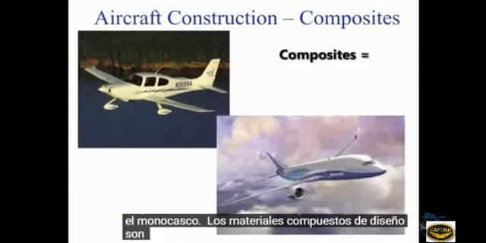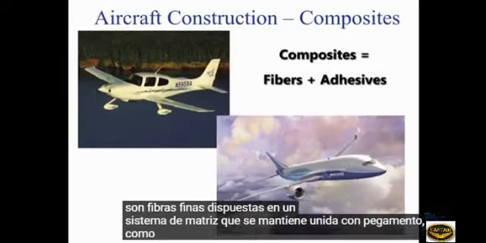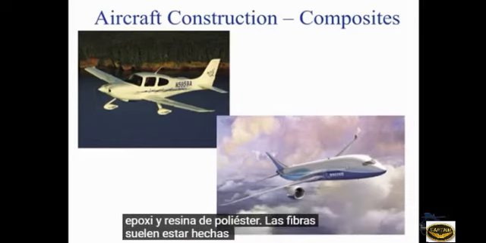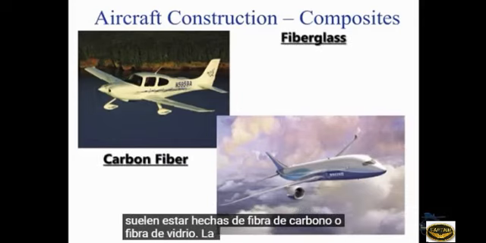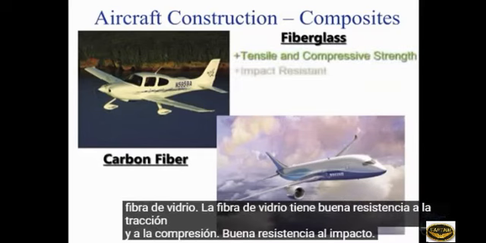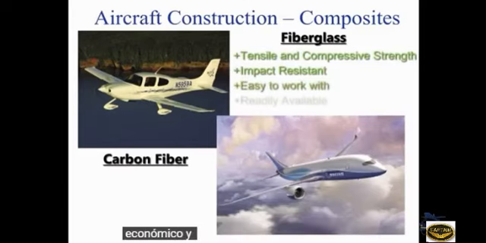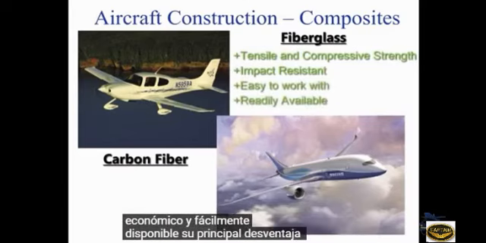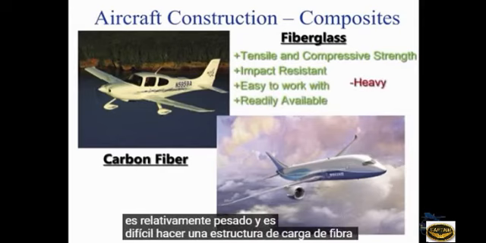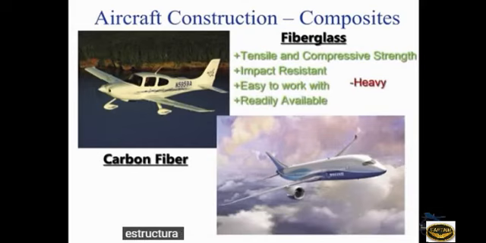Composite materials are fine fibers arranged in a matrix system held together by glue such as epoxy and polyester resin. The fibers are most commonly made from carbon fiber or fiberglass. Fiberglass has good tensile and compressive strength, good impact resistance, is easy to work with, and is relatively inexpensive and readily available. Its main disadvantage is that it is relatively heavy, and it is difficult to make a fiberglass load-carrying structure lighter than a well-designed equivalent aluminum structure.